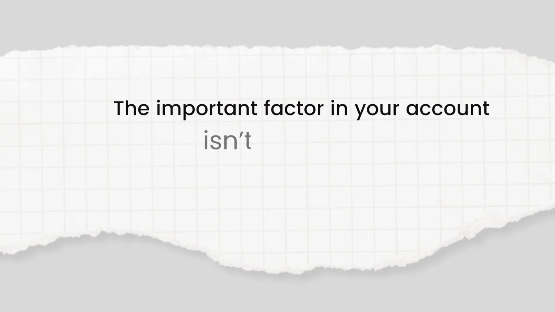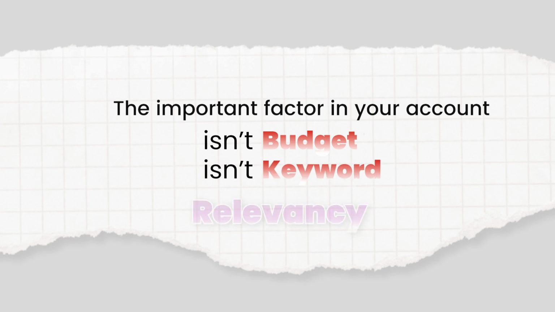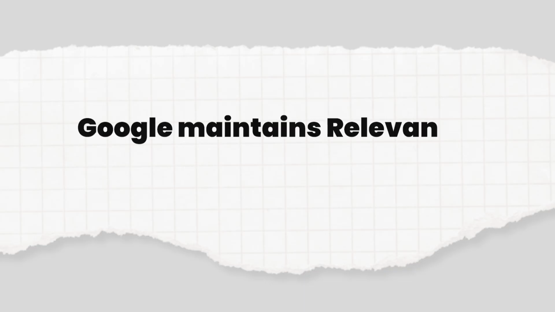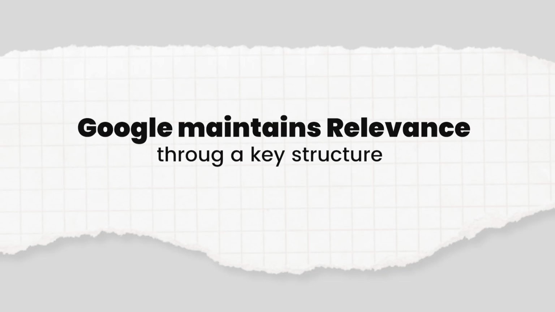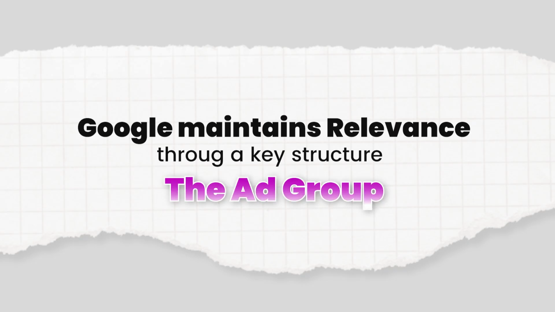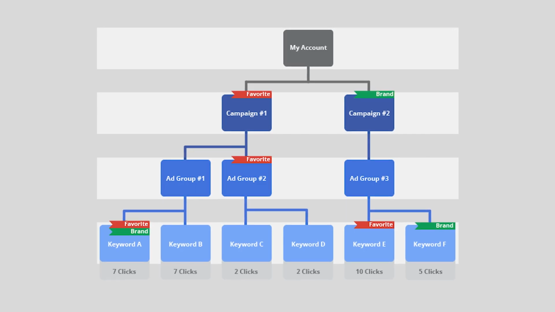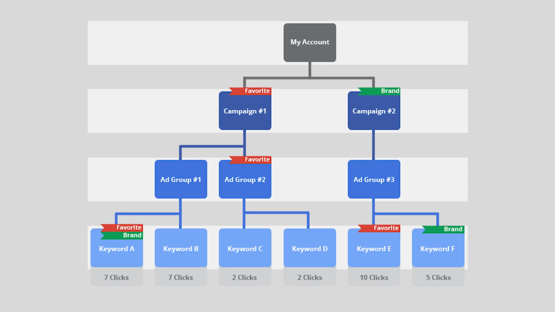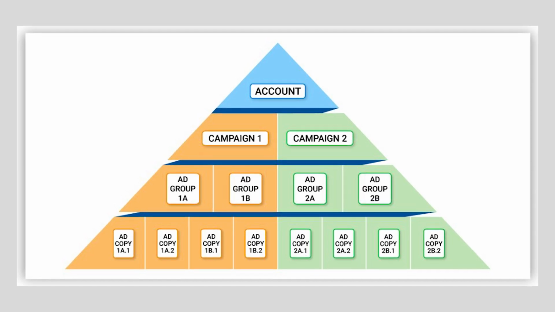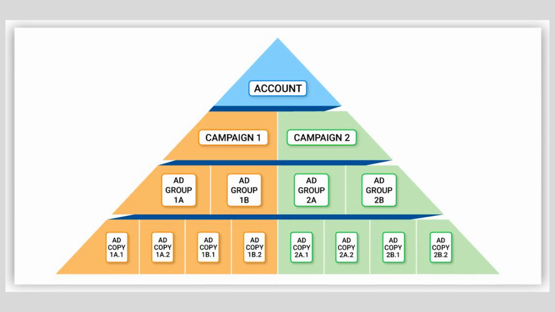To understand how search ads really work, you need to know that the most important factor in your account isn't the budget or even the keywords, it's relevancy. If Google simply showed ads based on who paid the most, search results would be chaotic. Instead, Google maintains relevance through a key structure in the account, the ad group. Many people treat ad groups like simple folders for dumping keywords, but that's a mistake. Every ad group you create is actually a strategic decision to solve a specific relevancy problem.